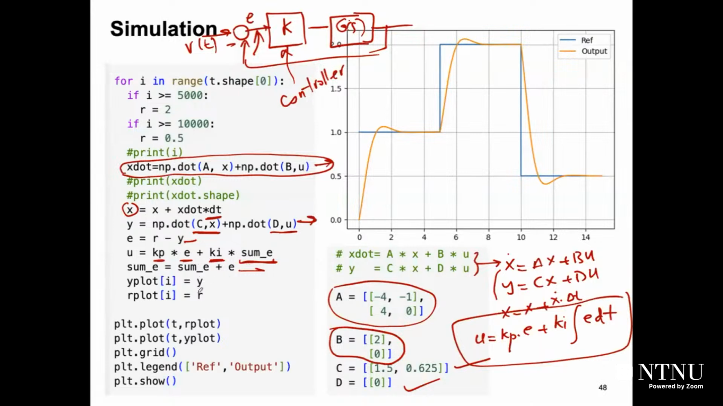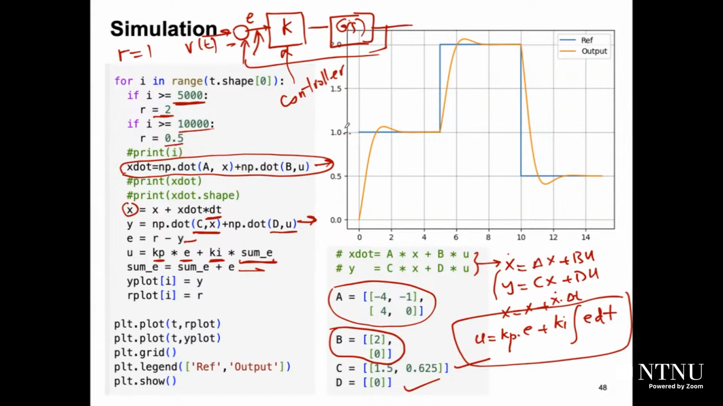I'm just storing Y and R for reference, and I changed the reference here. In fact, I'm starting with R equal 1, and when time is greater than 5,000, I will change R from 1 into 2, and when time steps is greater than 10,000, I will change it back to 0.5.